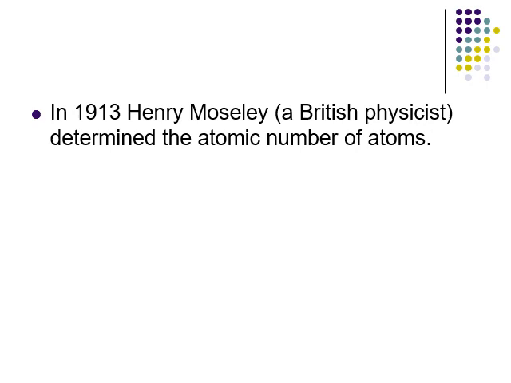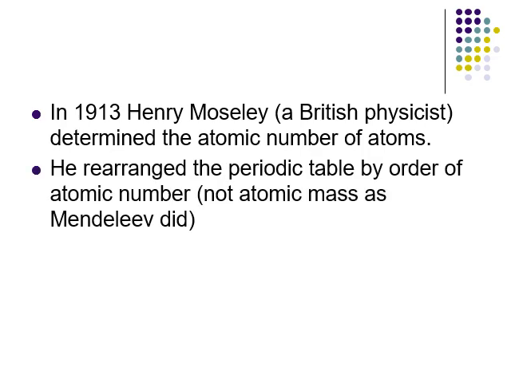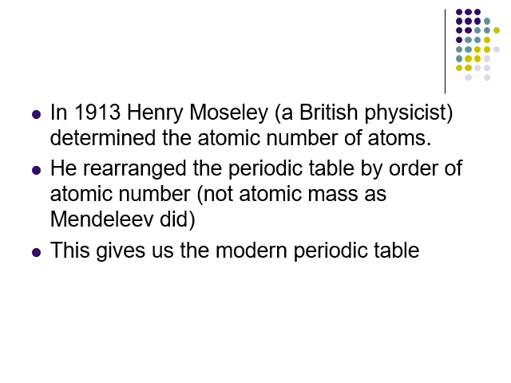A British physicist by the name of Henry Moseley figured out how many protons were actually in atoms. We knew that protons existed, we knew that electrons existed, but it wasn't until 1913 we could figure out how many. And what he did is he rearranged the periodic table by order of atomic number, not atomic mass. Mendeleev's periodic table was by atomic mass, and that did create some weird inconsistencies that people had trouble with. But when he arranged it by atomic number, those inconsistencies kind of smoothed out.